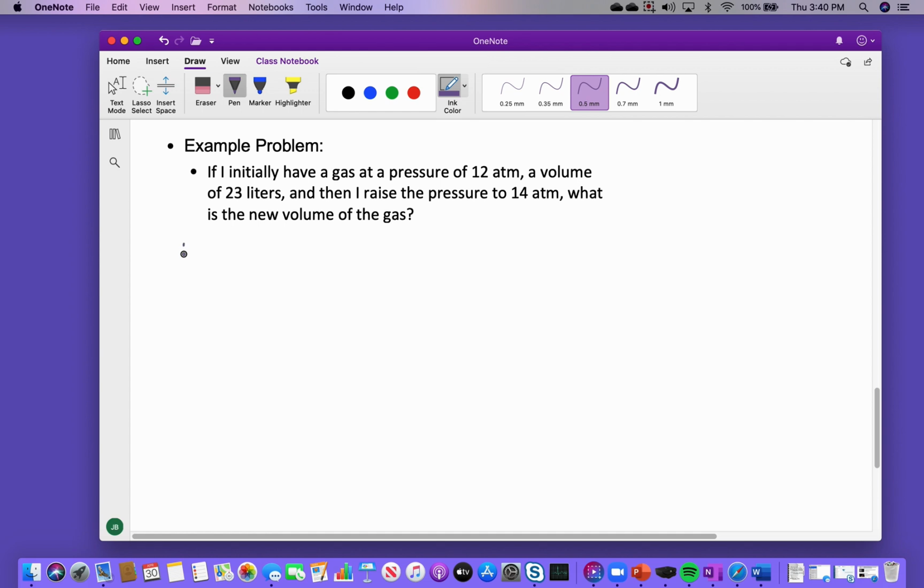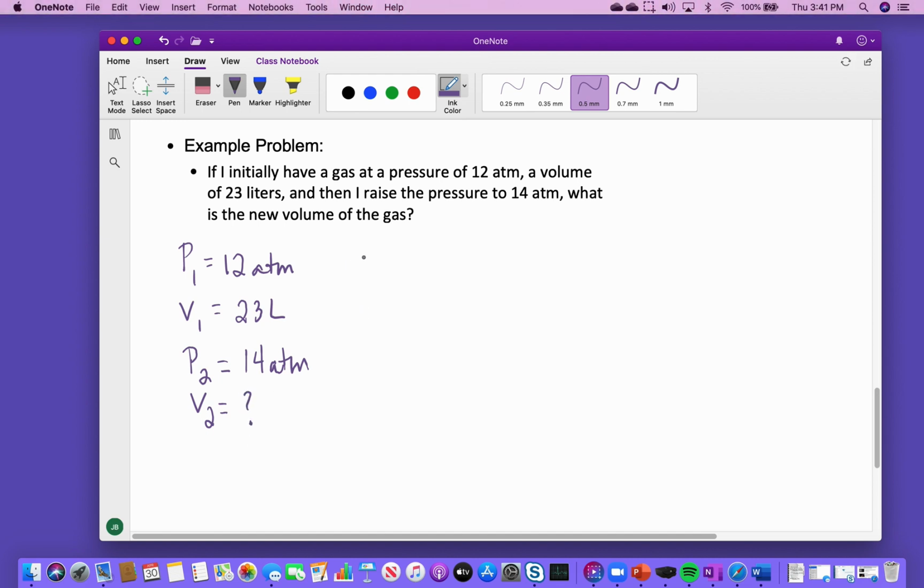All right, so our pressure 1 equals 12 atmospheres. Volume 1 equals 23 liters. And then they raise the pressure. Okay, so that change in pressure, that's our pressure 2, 14 atmospheres. And what we're trying to solve for, our unknown variable, is the change in volume.